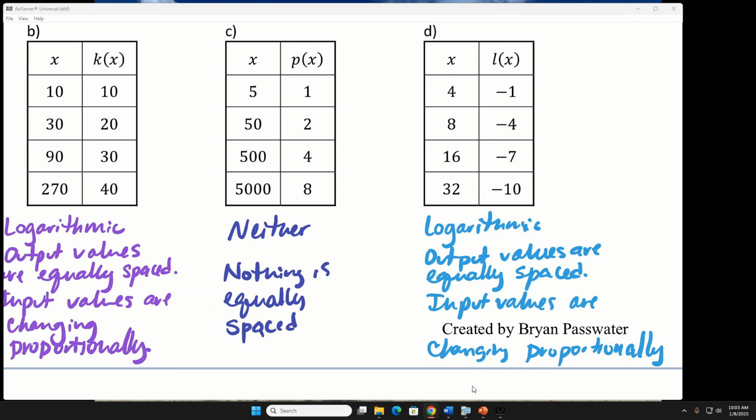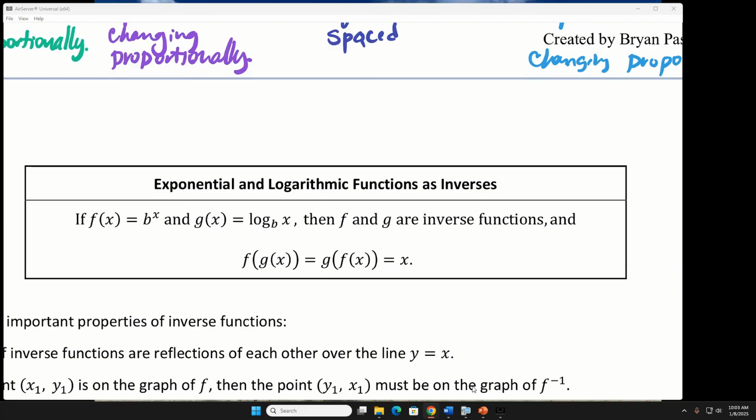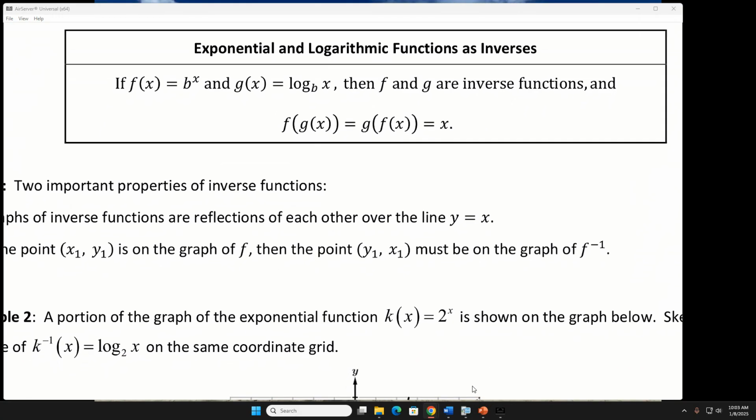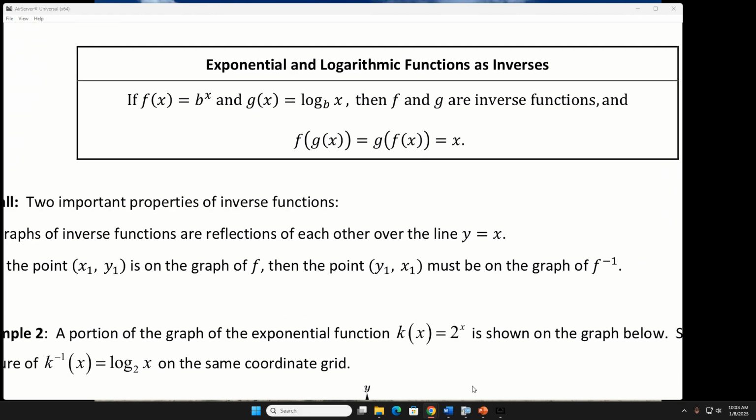So on the back, there is a reminder about some things about inverses that we learned about previously, right before Christmas, actually. And some new stuff. So if f is b to the x, then g equals log base b of x are inverses. They have the same base, the exponential, and then the logarithmic with that base is going to be its inverse.